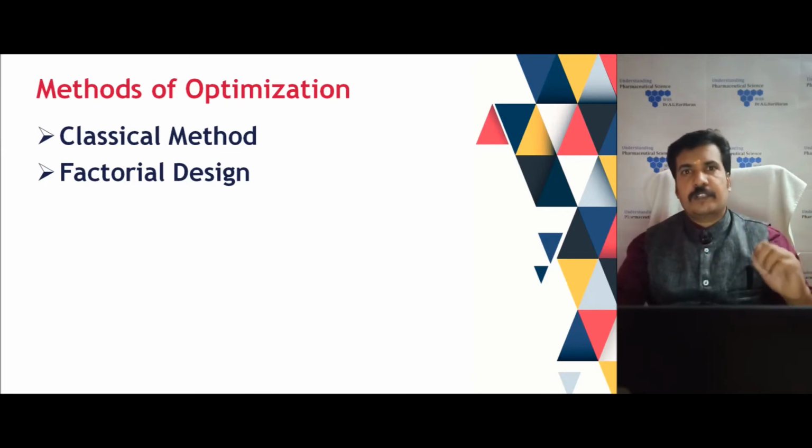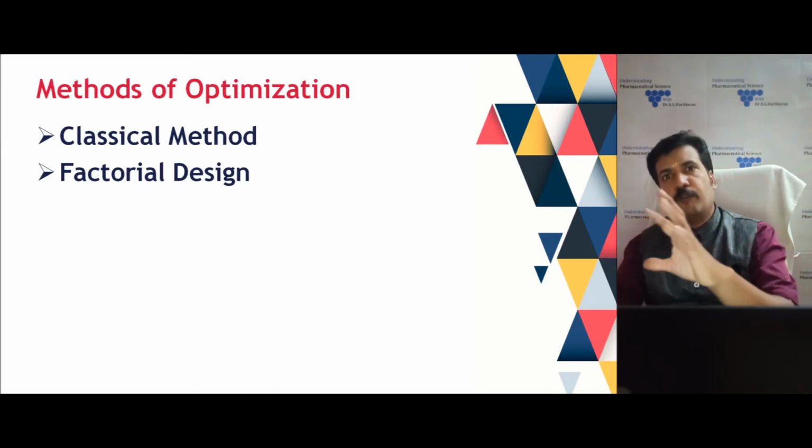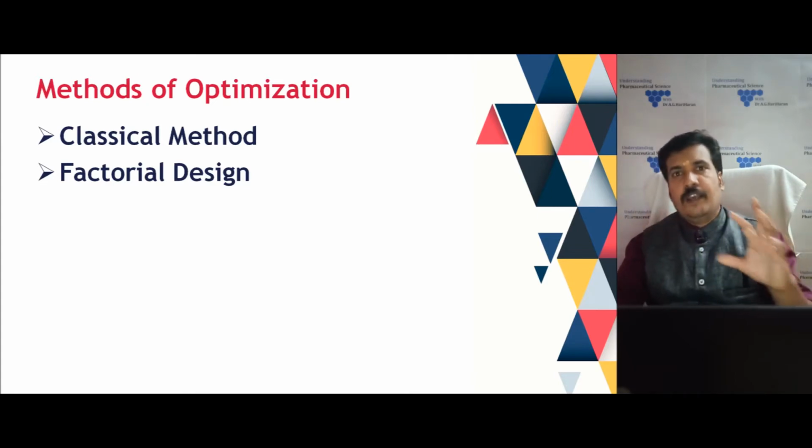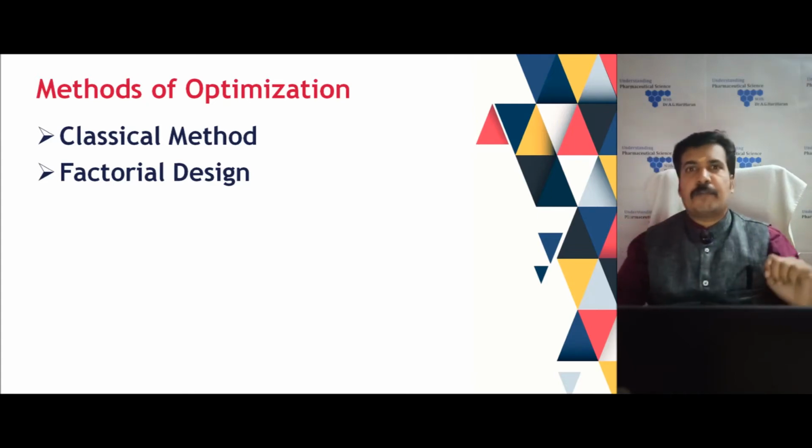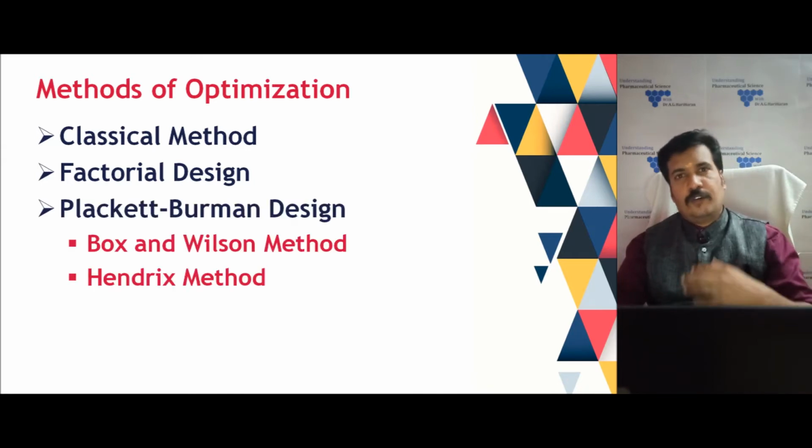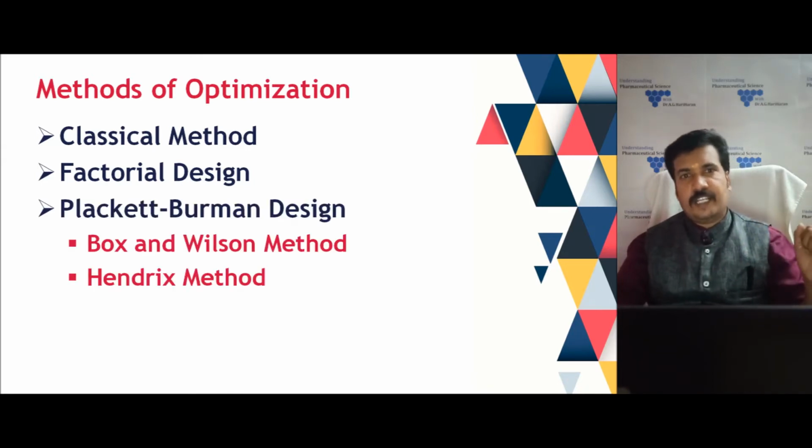a limitation. So we can go up to 4 variables only. If we go more than 4 variables, the number of experiments will start increasing exponentially. So that's the limitation the factorial design is having. So a better version of the factorial design is the Plackett-Burman design that we are going to discuss elaborately in this lecture. So in that we are having 2 techniques.